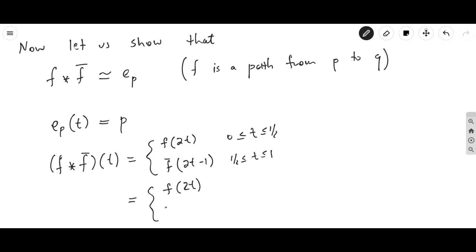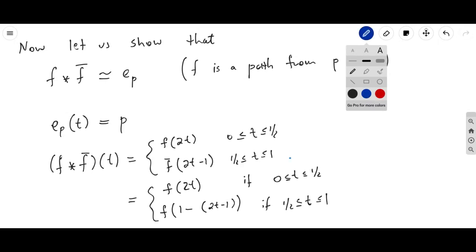But then you recall what the reversal path is. It's the original path, without the reverse, and it's 1 minus whatever the original was. So that's 2t minus 1, if t is between 1/2 and 1. And now you get to simplify this a little bit. So this would be 2 minus 2t. Double minus, so that is what we get: 2 minus 2t.